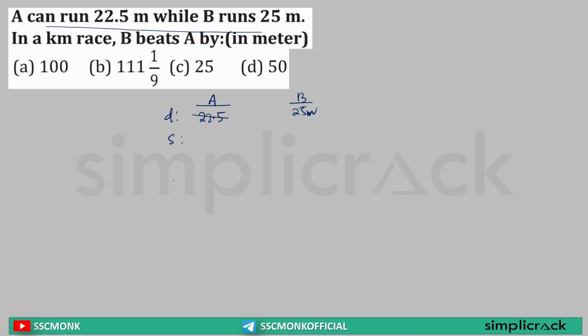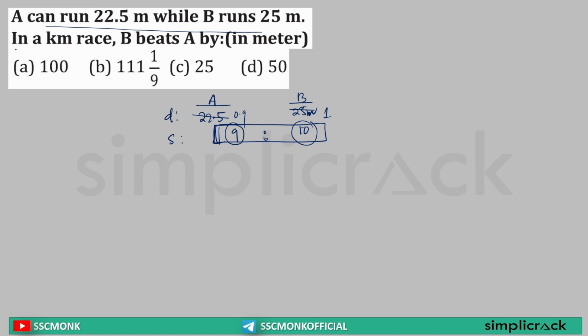Sir, if I have to divide it by 25: 25 times 9 is equal to 225, 25 times 5 is equal to 125, 25 times 1 is equal to 25. Sir, this can be written as 9, decimal I am taking out. 9 is to 10. The ratio of speed is 9 is to 10. That means when B is running 10 meter, A will be running 9 meter.